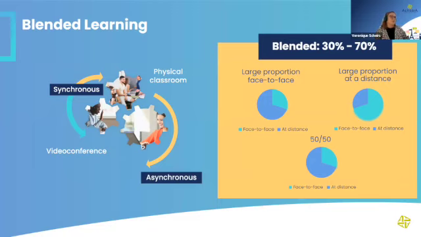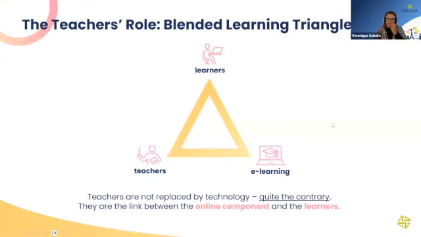So it can be a larger proportion of face-to-face, it can be a larger proportion of distance, autonomous learning, or it can be a perfect balance as well. That is really a decision that can be made on an institutional level, on a department level, or just for each teacher individually, depending on how you are working. That's really the beauty of blended learning, that it allows a lot of things.